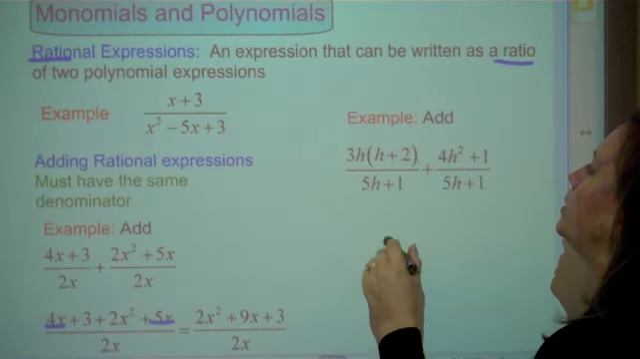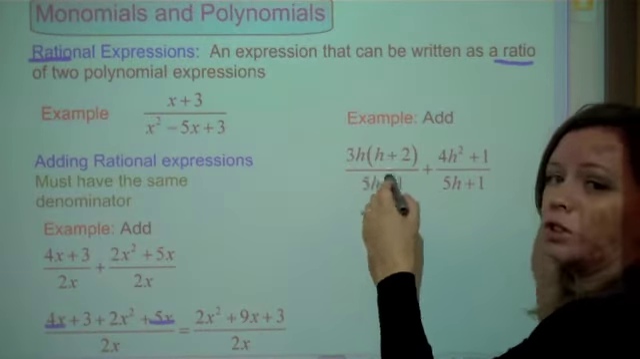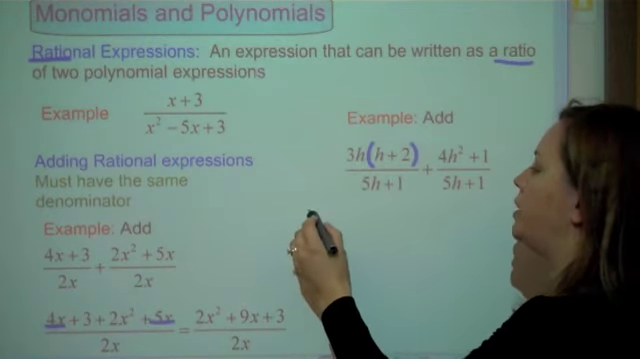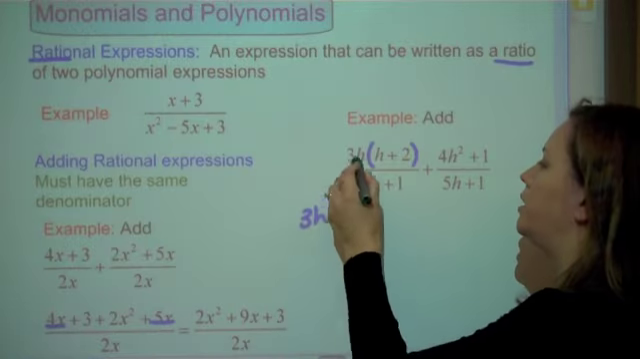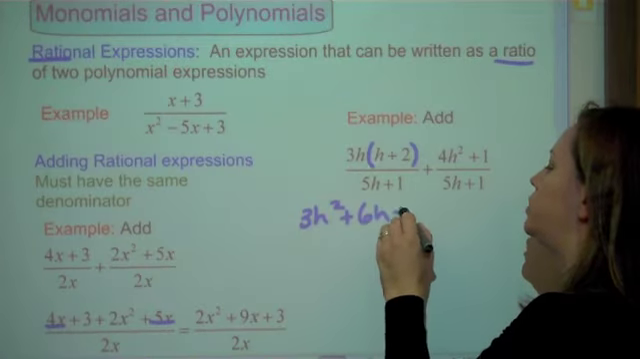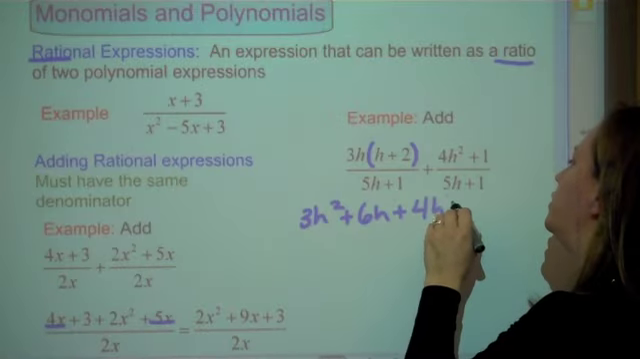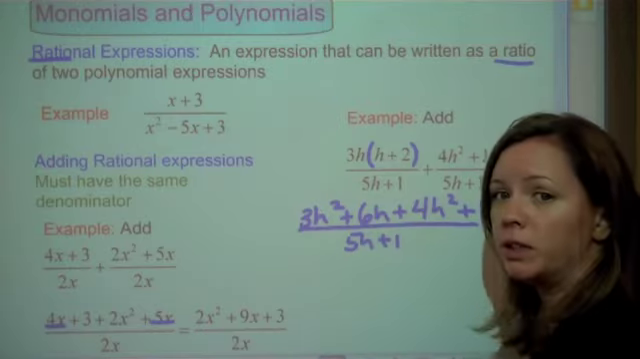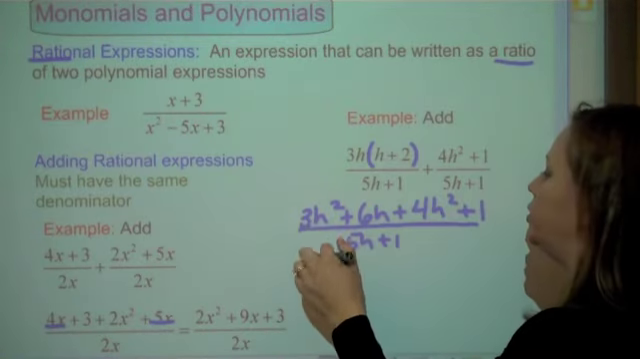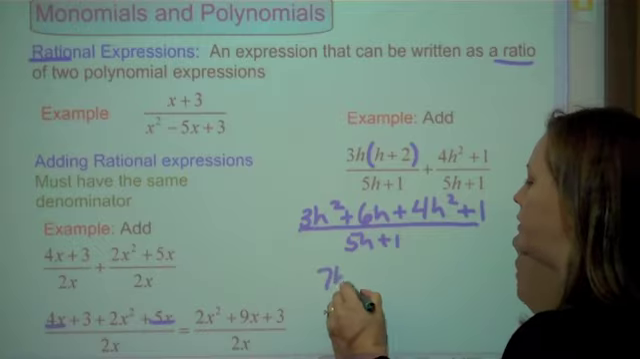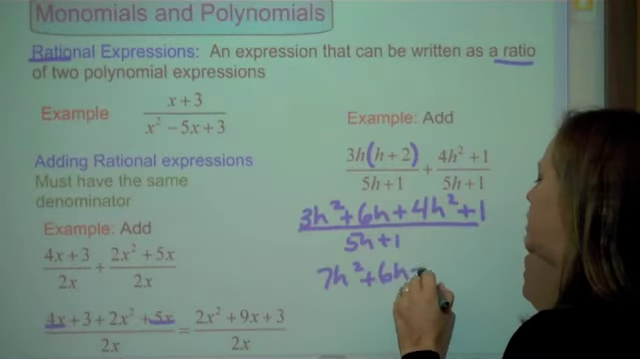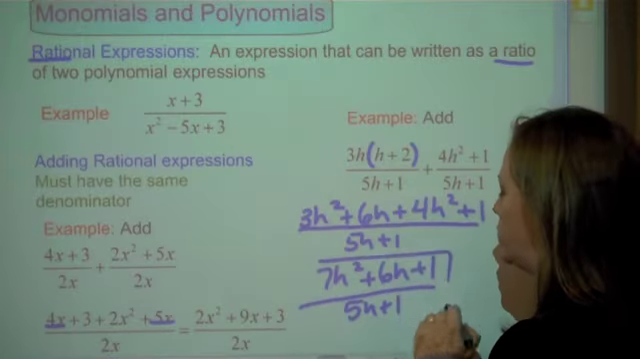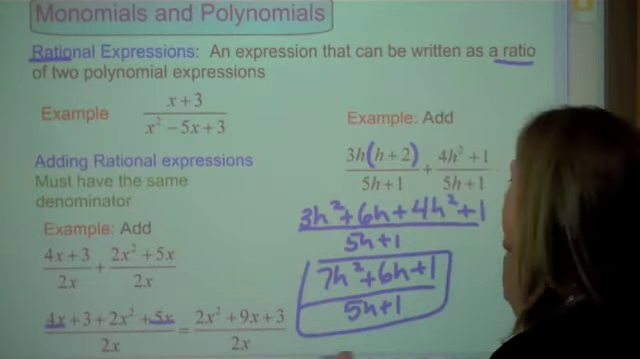Let's look at one more example here. Let's add these two together. Well, in the first one, notice I have some multiplication that I have to take care of first. So we have to distribute that 3h. So we have 3h squared, 3h times 2 is 6h. Then we're going to add the second numerator, 4h squared plus 1, and then my denominator, 5h plus 1, stays the same. Collecting our like terms, we have 3h squared and 4h squared is 7h squared, plus 6h plus 1, all over 5h plus 1, and we're done. Our denominator stays exactly the same.